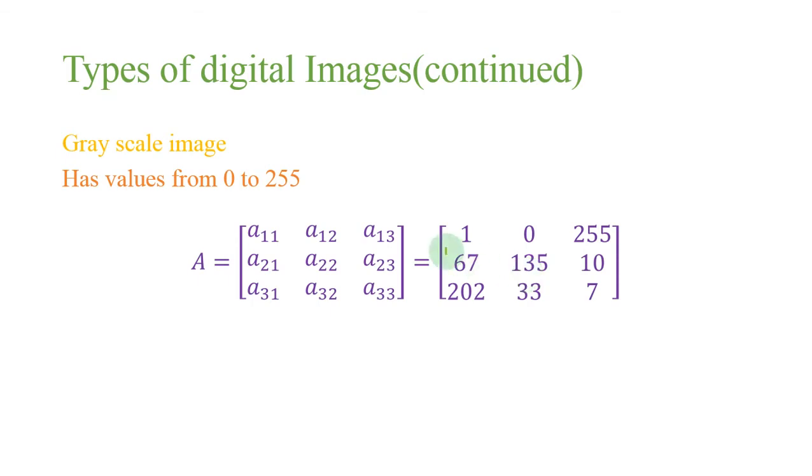The second type of digital images is grayscale images. Grayscale images have values ranging from 0 to 255, where 0 corresponds to black color and 255 corresponds to white color. So here is an example of a grayscale image. The numbers in between 0 and 255 correspond to different shades of gray. Here 1 is the darker shade of gray, which is closer to black. 202 is the brighter shade of gray, which is closer to white color.